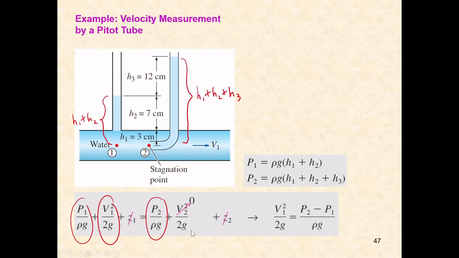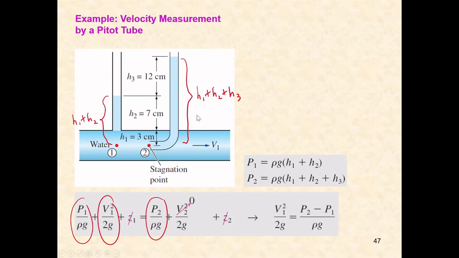Alright, so basically we are only left with V1 squared over 2g equals P2 minus P1 divided by rho g. P1 is given by the height of water, the pressure given by the water above it. So in this case, P1 equals rho g times the bracket H1 plus H2.